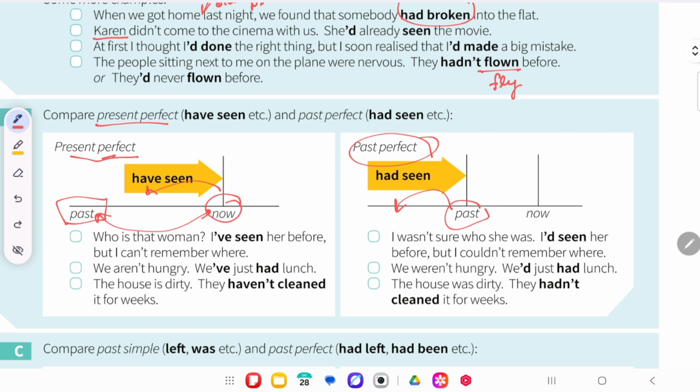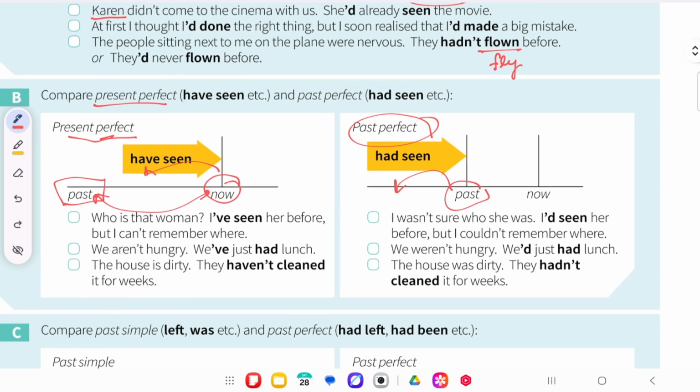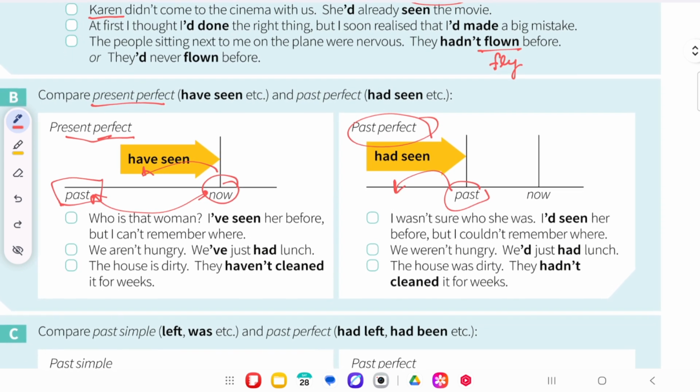Who is that man? I have seen her before, but I can't remember where. Who is that woman? I can't remember where, but I had already seen her before. We aren't hungry. We have just had lunch.